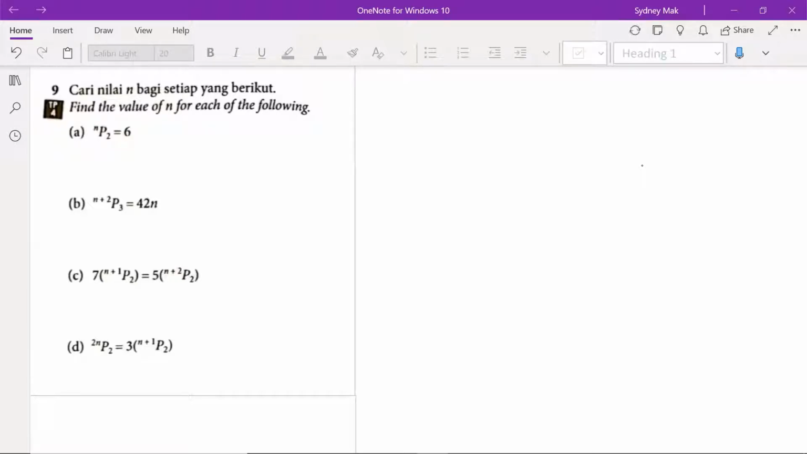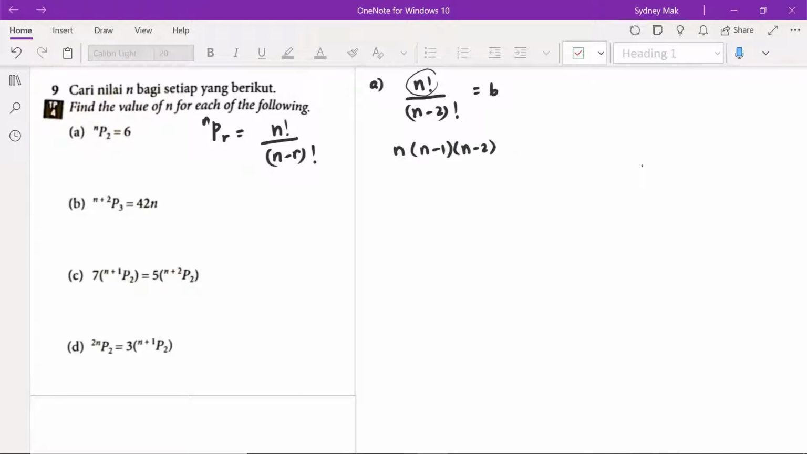We shall use the formula of nPr. We will have n factorial over n minus r factorial. So use this and apply it into A. nP2 will be n factorial over n minus 2 factorial equals 6. Now, what's next? We can expand the n factorial. We will have n times n minus 1, n minus 2, but we stop here because I want to simplify the n minus 2 factorial from both numerator and denominator.